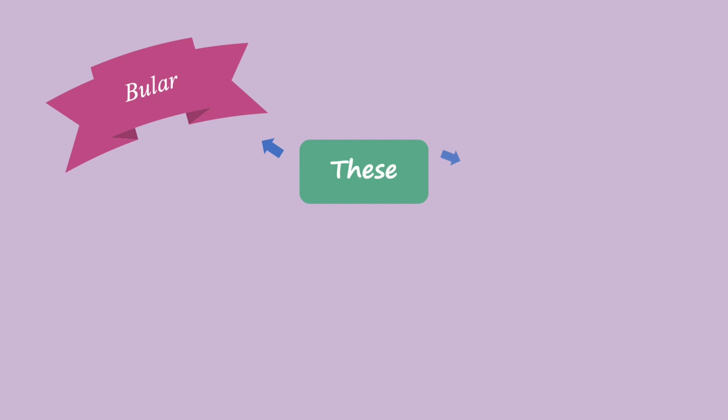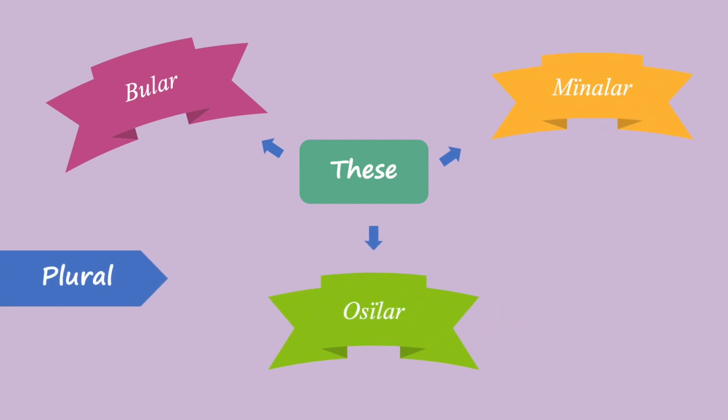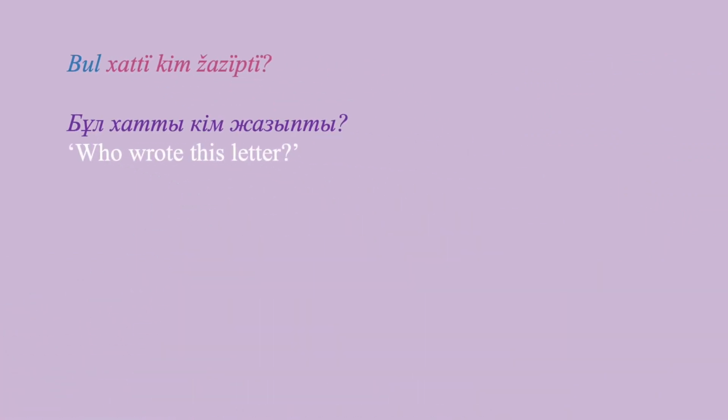Бұлар, мыналар, осылар are used for multiple items that are close to you or you can see. The distance can be physical or metaphorical. All of these can be translated using the English pronoun these. Please take a look at these examples.